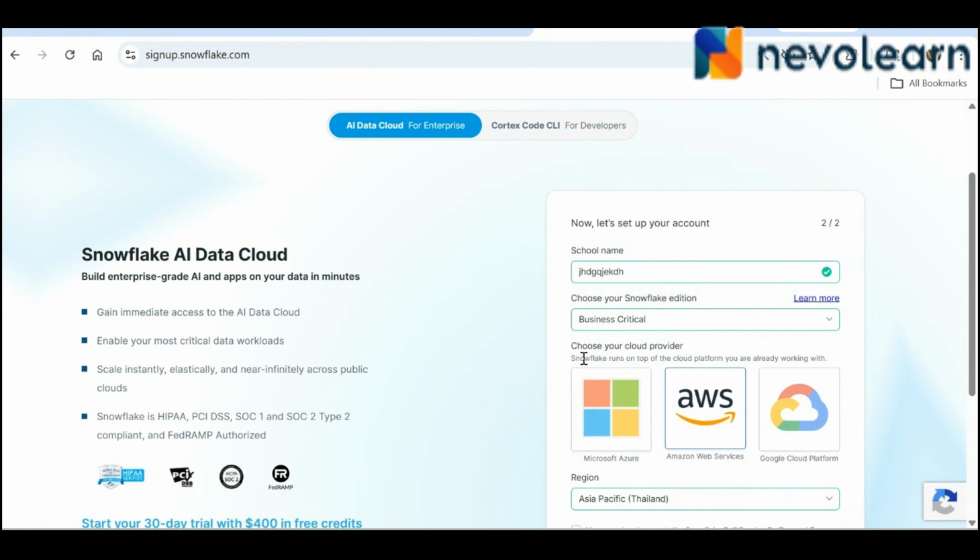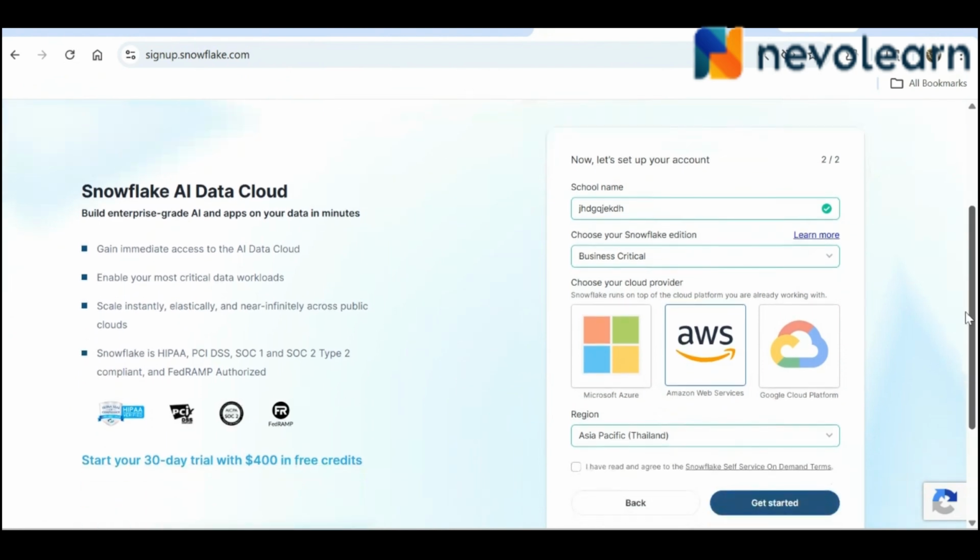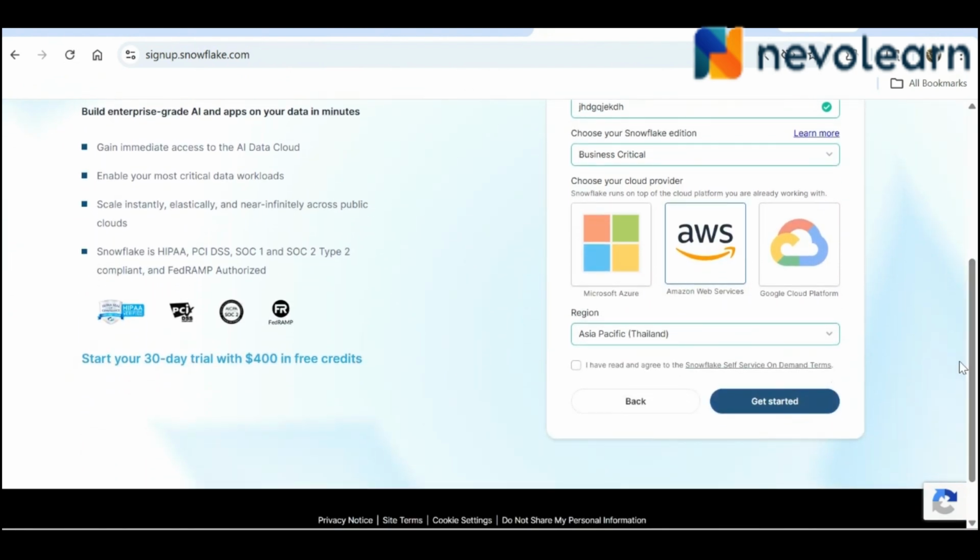Now you have to choose on which cloud you want to deploy your account, either Azure, AWS, or GCP. I'm going to choose AWS. You can choose any from here, but Cortex Code and the like are, as of now, implemented only for AWS. So I prefer that while you are doing the training, you choose AWS so that you can learn all the functionalities properly.